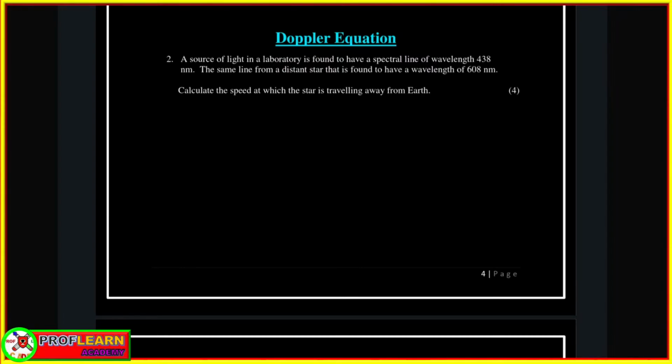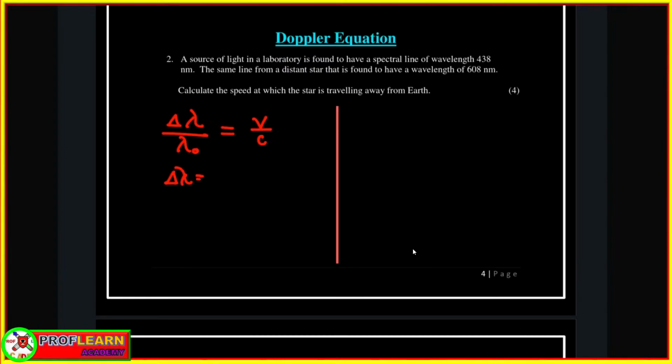Now we are also given the speed of light, which is 3 times 10 raised to power 8 meters per second. So the first thing we need to do here is to write the Doppler equation: change in wavelength over the reference wavelength equals the speed of a galaxy or a star over the speed of light.